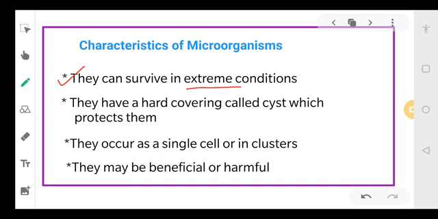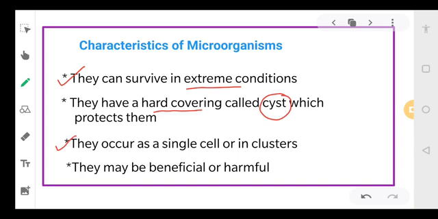Now the question comes, how do they survive in these conditions? What special characteristic do they have? These organisms have a hard covering over their body, and that hard covering is called a cyst. What is the hard covering called? Yes, the hard covering is called a cyst. And this cyst protects them from the extreme conditions. That is the reason they can live in harsh conditions.